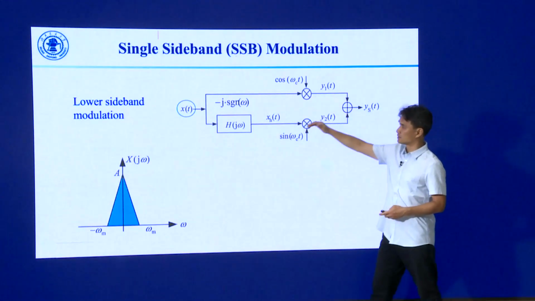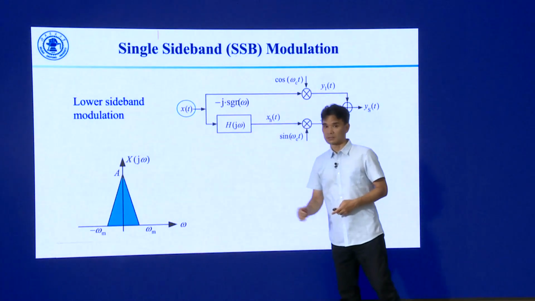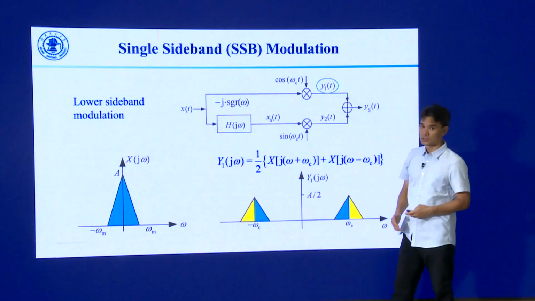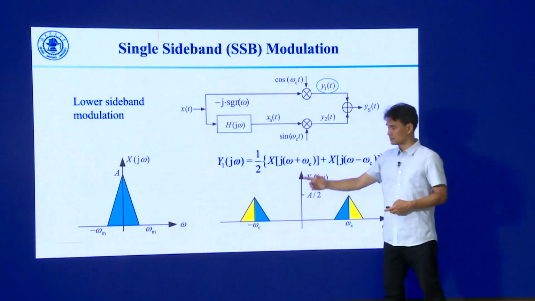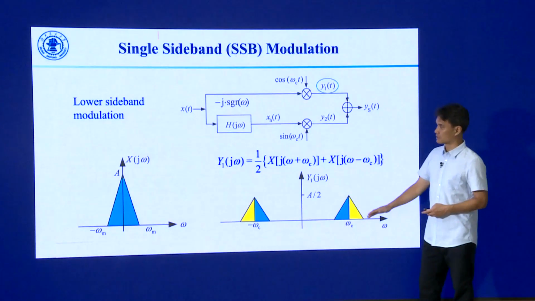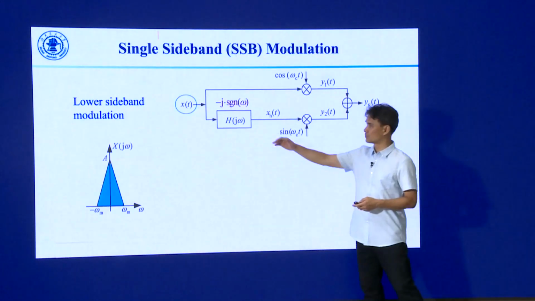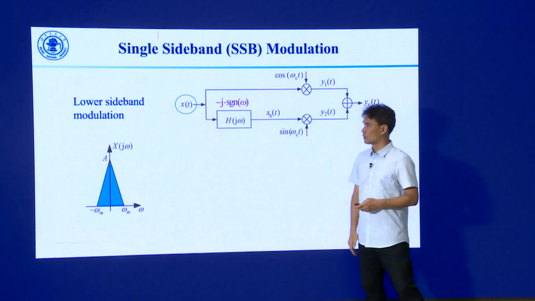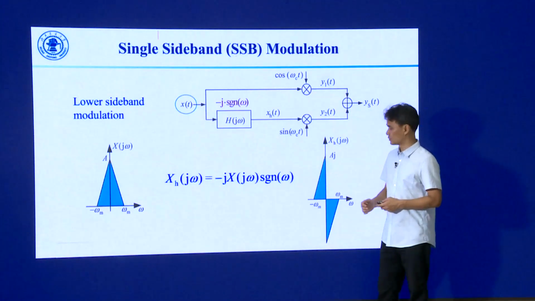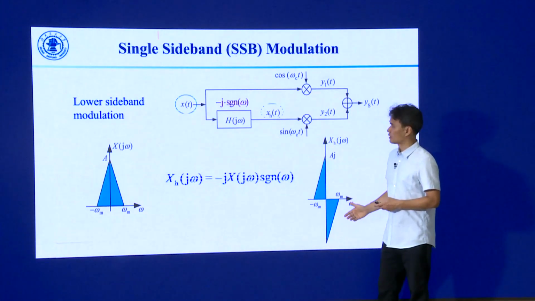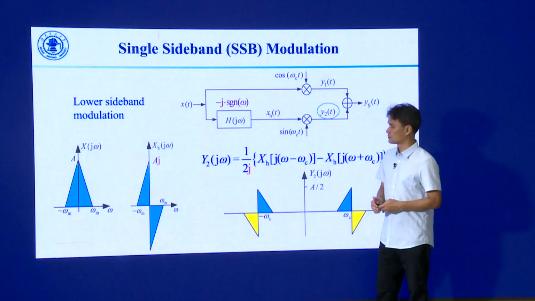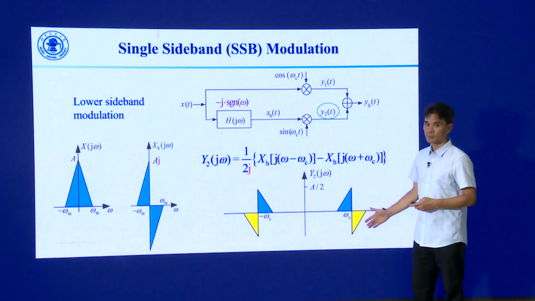The upper branch, if the input has a spectrum like that, and this part we already know is the split spectrum shifted towards left and right. So we'll put this aside. Now let's switch to the lower branch. The original signal goes through the Hilbert transform first to get the spectrum like this. And when it's multiplied by a sine function, this spectrum will look like this.